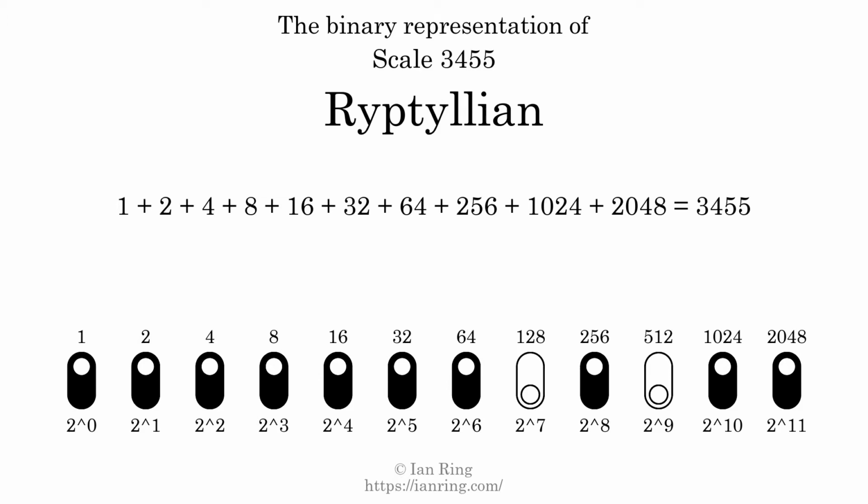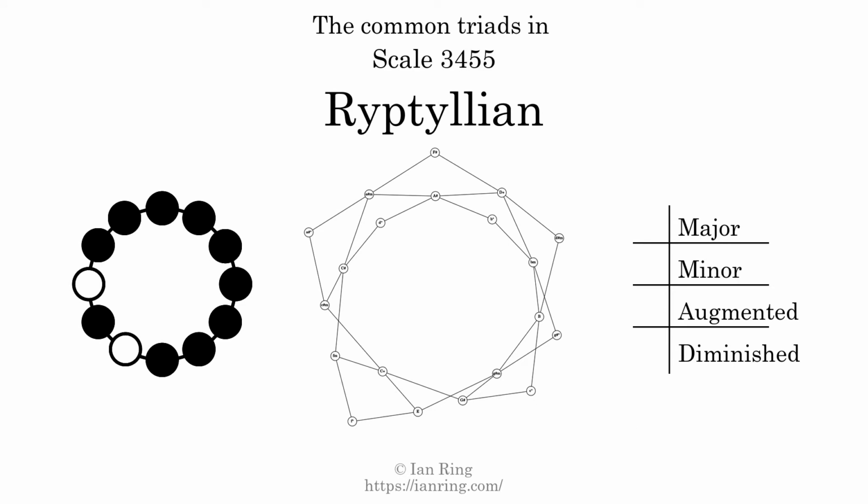3455. The scale number not only enumerates the scale with a unique index, but it also literally describes the tonal content of the scale. Represented as a binary number in base 2, the scale number is 1101011111111. Here are the common triads present in this scale.